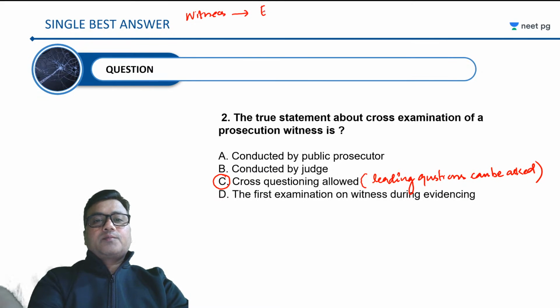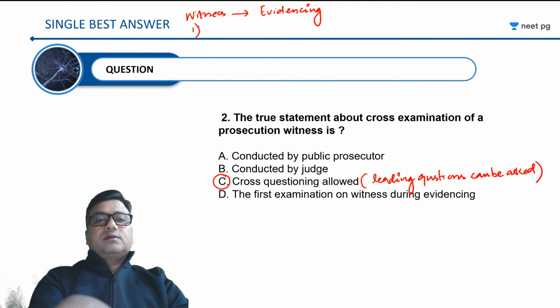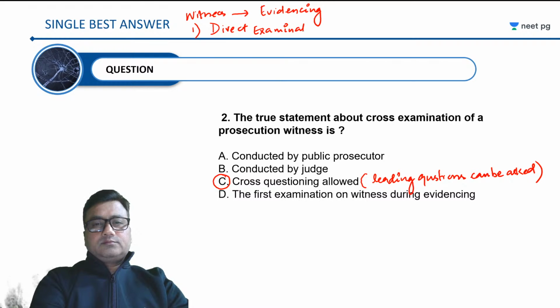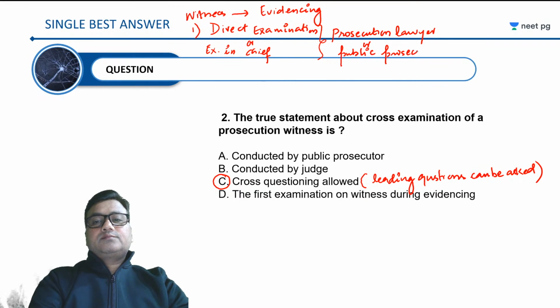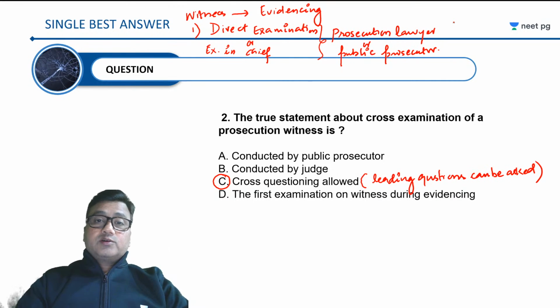Witness has come to the courtroom for evidencing. Okay, the first thing that a witness has to go through is direct examination, also known as examination in chief. Now this direct examination is conducted by the prosecution lawyer, or you can say public prosecutor in cases of prosecution witness.